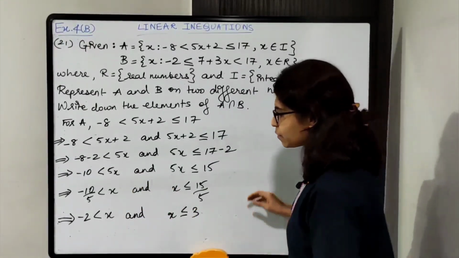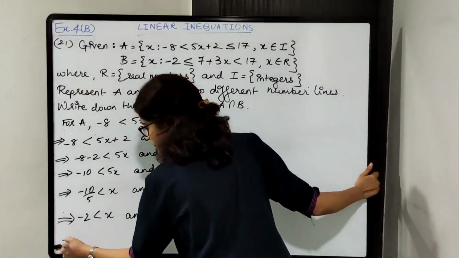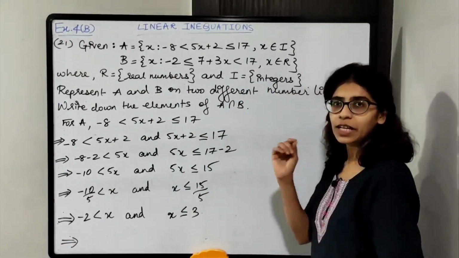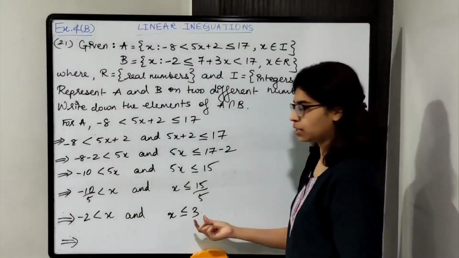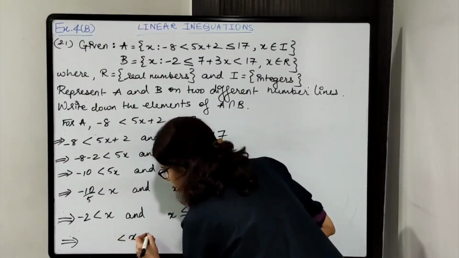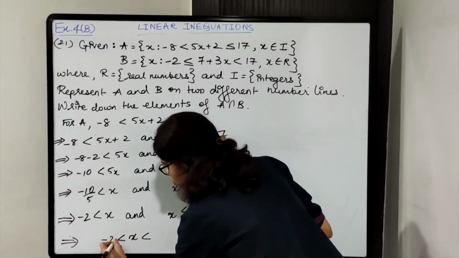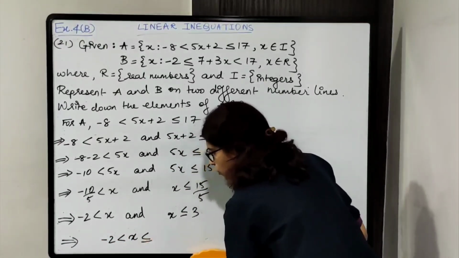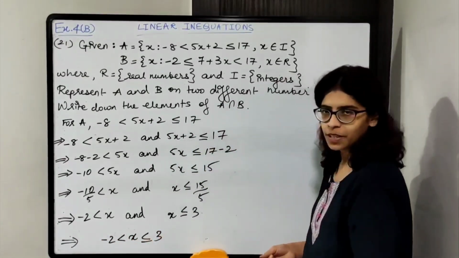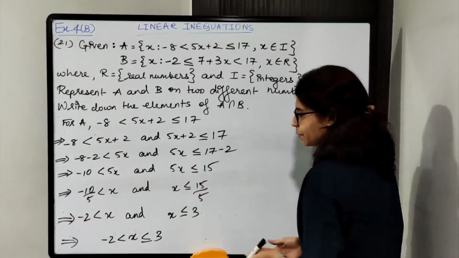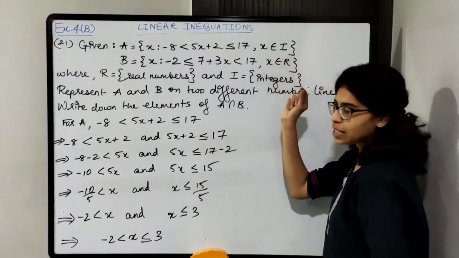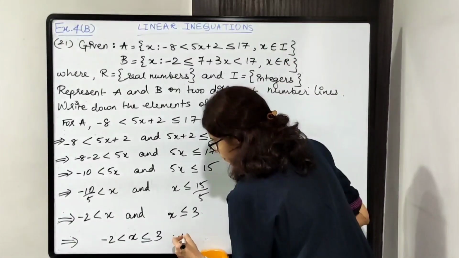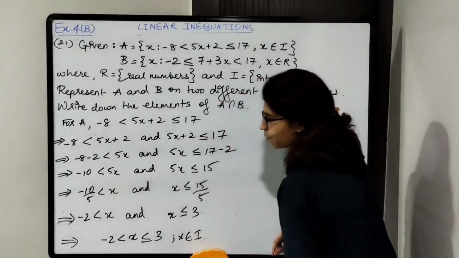Okay, we only have to solve. Now we'll get the range of x. It is greater than -2 and less than or equal to 3. So x is greater than something and less than something: greater than -2 and less than or equal to 3. So clubbing it together, this is the range for x where x belongs to I, that is the set of integers. So write down the condition also.